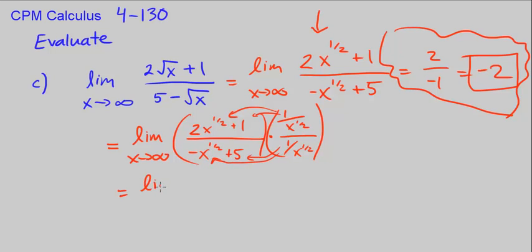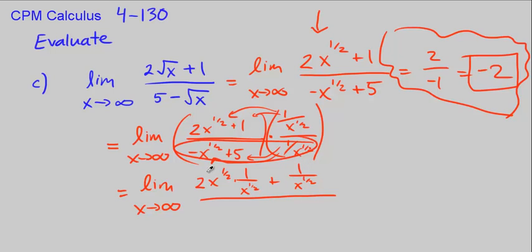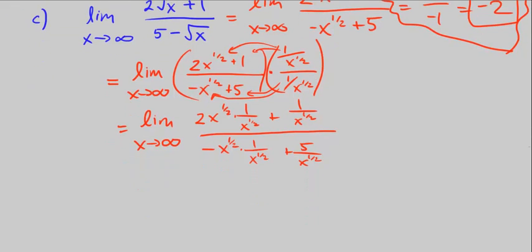And that's equal to limit as x approaches infinity, 1 over x to the 1/2 power times this, so that's 2x to the 1/2 times 1 over x to the 1/2 plus 1 over x to the 1/2 all over, and in the denominator we're doing the same thing, negative x to the 1/2 times 1 over x to the 1/2 plus 5 over x to the 1/2. Okay? Simplifying that, we get limit as x approaches infinity.